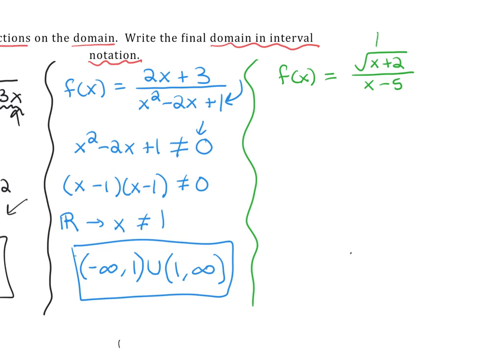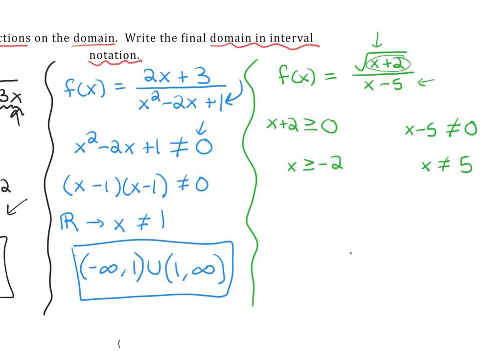I have a square root in the numerator, and then I have a denominator. So I have to consider two things. If I'm looking at, let's see, underneath the square root, x plus 2 has to be greater than or equal to 0. And then my denominator, x minus 5, cannot equal 0. So the idea is, okay, we'll solve them both for x. So x has to be greater than or equal to negative 2. And then x cannot equal 5.